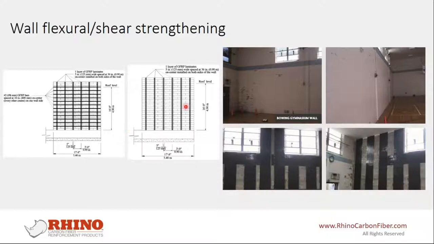And this is an underground, or semi-underground gym. It is slightly taller than our typical residential project, but the idea is always the same. You apply vertical straps. This is a 24 inch wide unidirectional carbon fiber strap, whereas the typical width for a residential project is 6 inch wide.